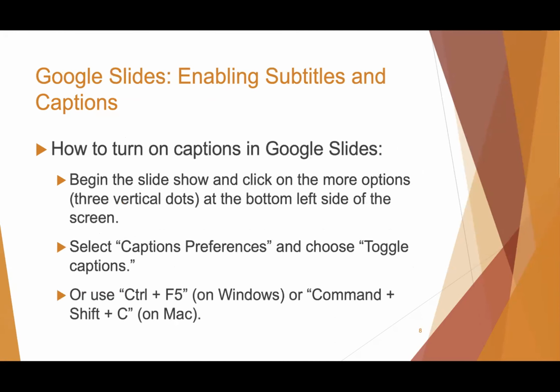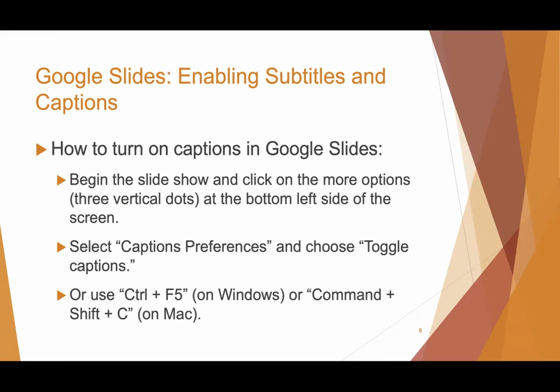And enabling subtitles and captions in Google Slides, it's the same kind of method. So you start the slideshow, and then in Google Slides, you click on the More option or 3 vertical dots at the bottom left side of the screen. And then you select Captions Preferences and choose Toggle Captions.